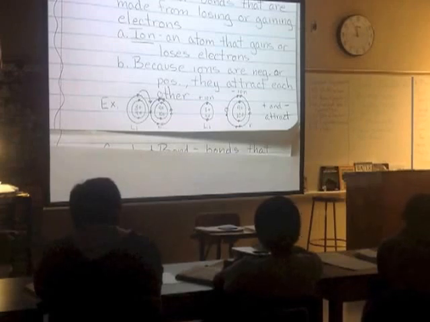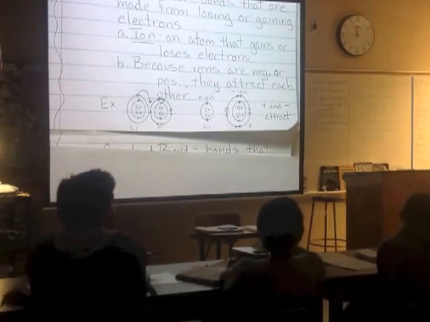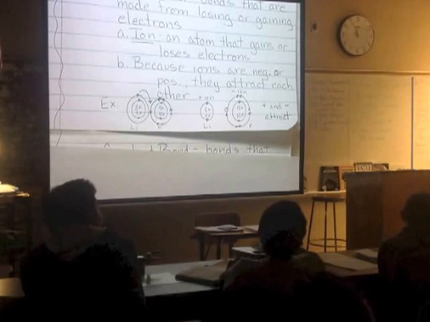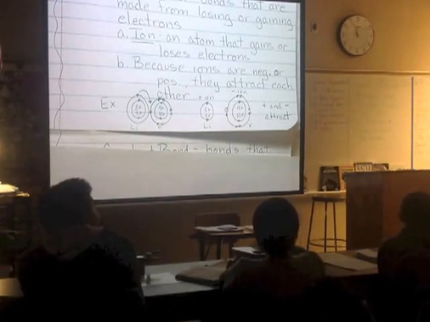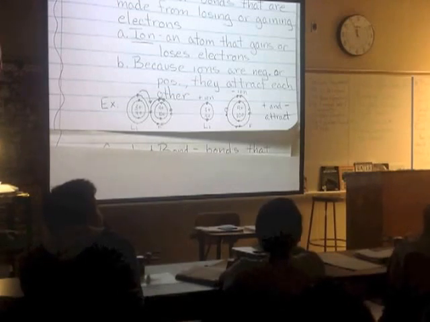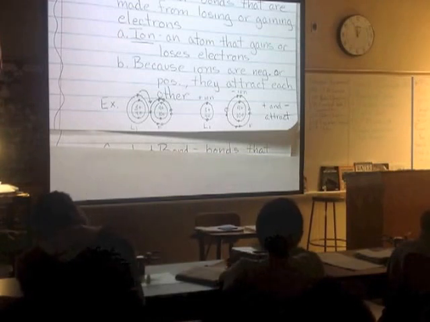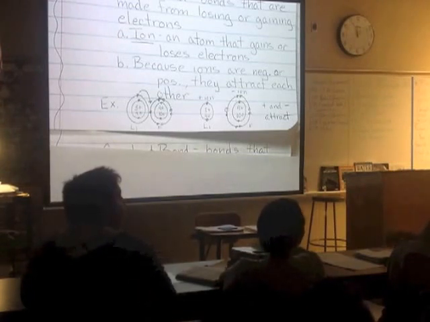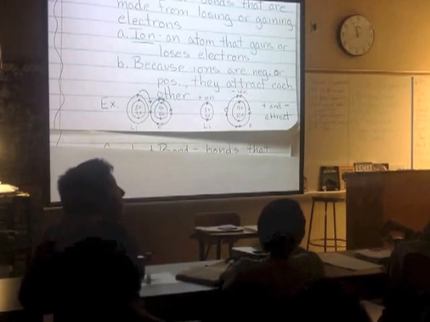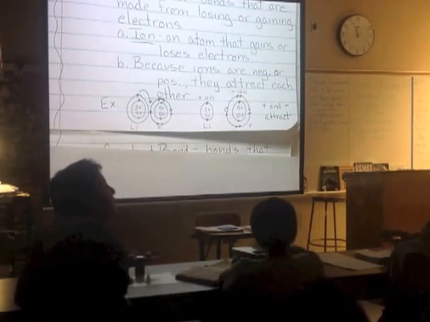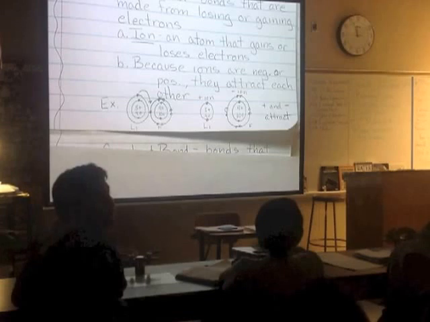So let's look at the periodic table. Group 1, is it going to lose or gain? It only has 1. Lose. Group 2. Group 13. Lose. It only has 3, remember? So lose. Now, we're going to talk about group 14 later. Group 17. Gain because it has 7, right? Group 16. It has 6. Group 15. It has 5.